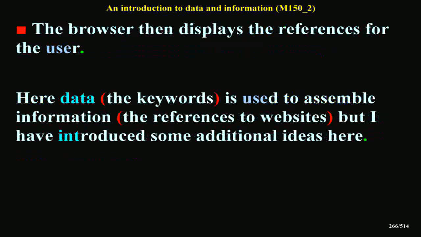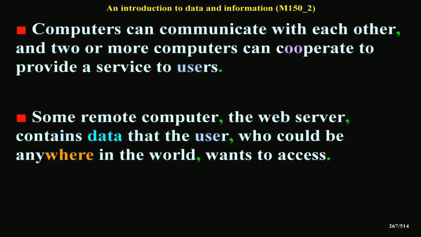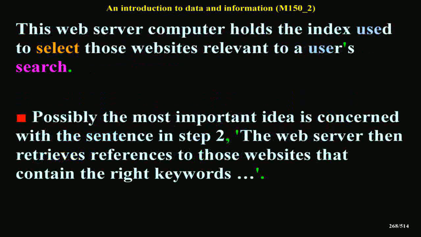Here the keywords are used to assemble information, the references to websites, but I have introduced some additional ideas here. Computers can communicate with each other, and two or more computers can cooperate to provide a service to users. Some remote computer, the web server, contains data that the user, who could be anywhere in the world, wants to access. This web server computer holds the index used to select those websites relevant to a user's search.